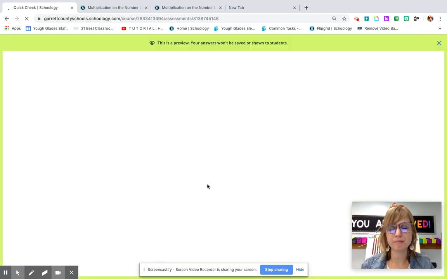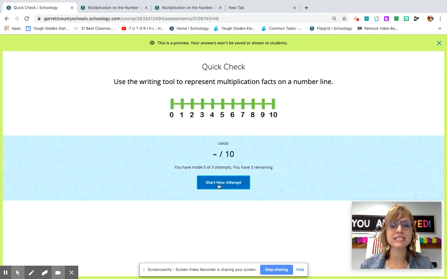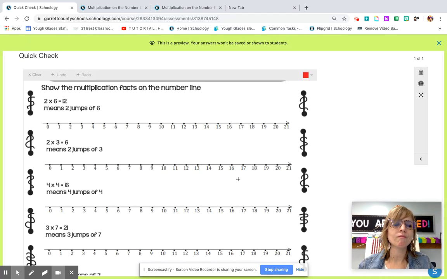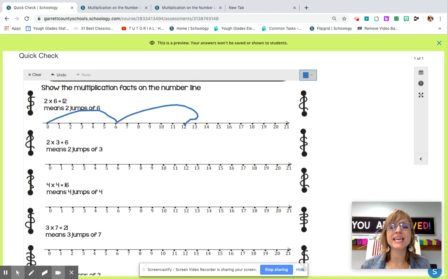I'm going to hit preview so I can show you what it looks like if you use the writing tool to represent multiplication facts on a number line. You use this tool, you can pick whatever color you want. 2 times 6 equals 12. On a number line, that means 2 jumps of 6. 1 jump is 6. 2 jumps of 6. And that's how you complete this worksheet.